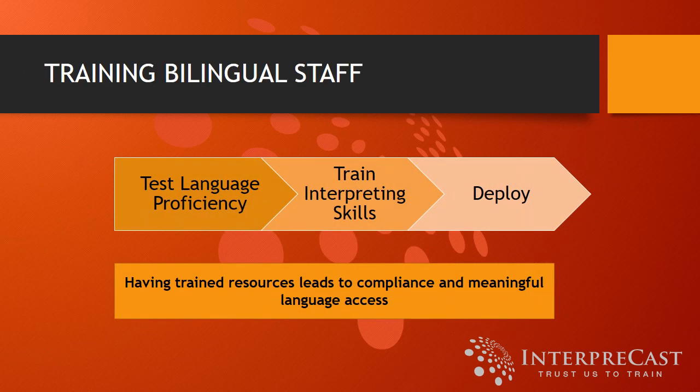In some organizations, it may be required to rely on bilingual staff for some interpreting. If that is the case, we strongly recommend implementing a proper training program to guarantee effective communication. The outline for training bilingual staff is test, train, and deploy. Test for fluency, train for interpreting skills, and implement a plan for the staff to check in and check out of each role as required. Having trained resources at hand can serve 2 purposes: compliance and meaningful language access.